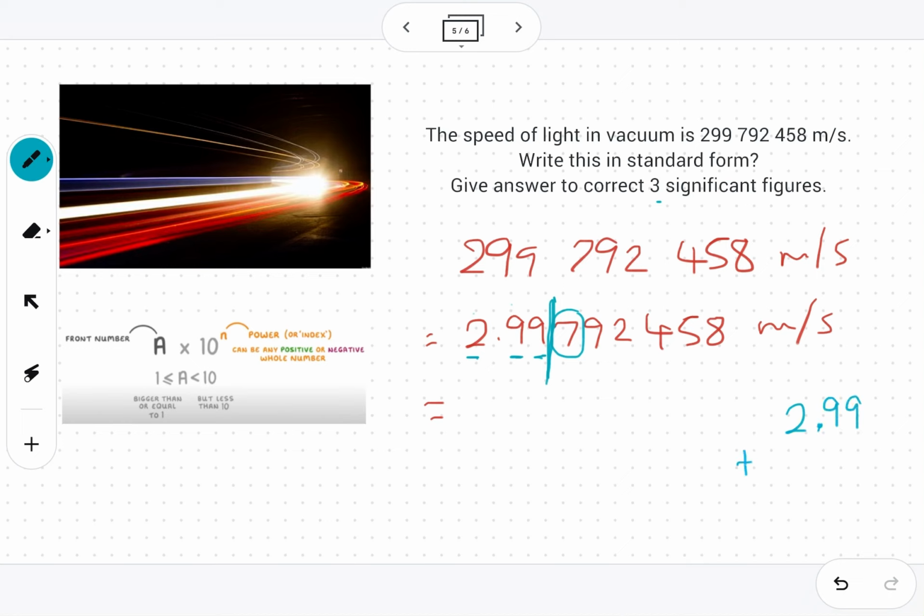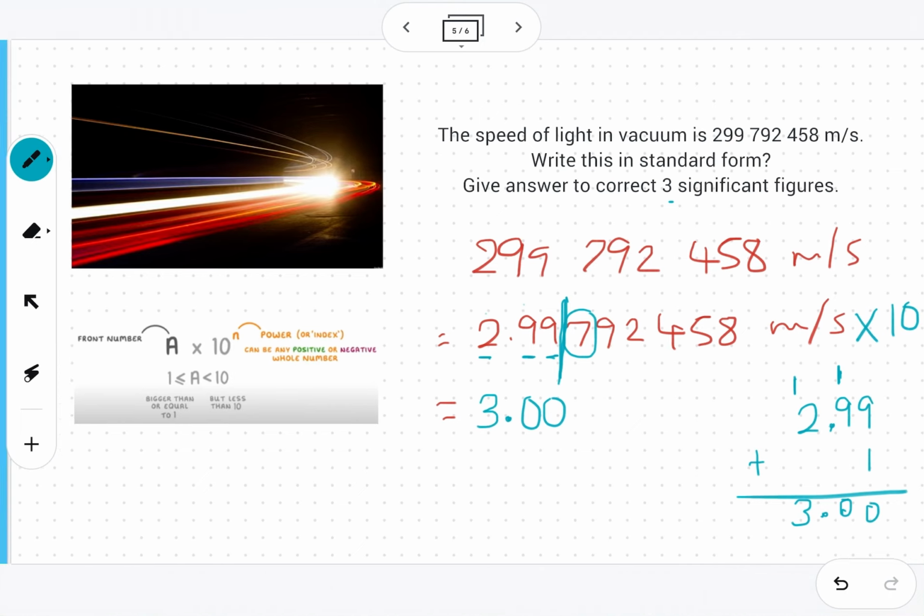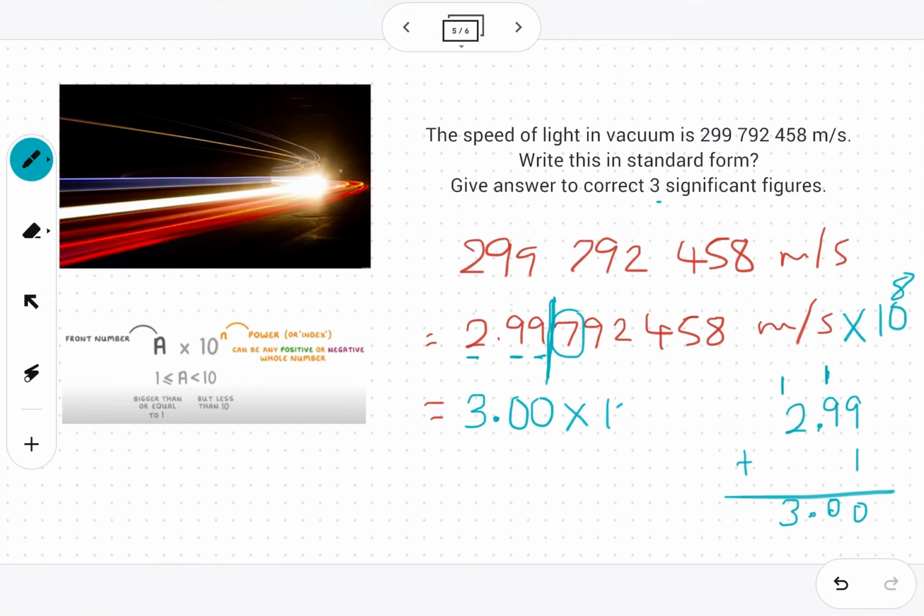2.99 plus 1 here. So 9 plus 1 is 10. 9 plus 1 here, 10. 2 plus 1, 3. Okay, so the final answer here is 3.00. Oops, sorry, I forgot the times 10 power 8 here. So times 10 power 8. Correct to 3 significant figures. Alright, so the difference between what you learned before and today is, you have another condition, that is how many significant figures.